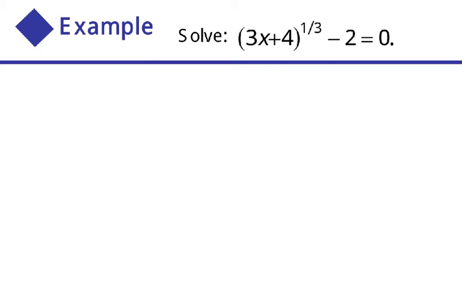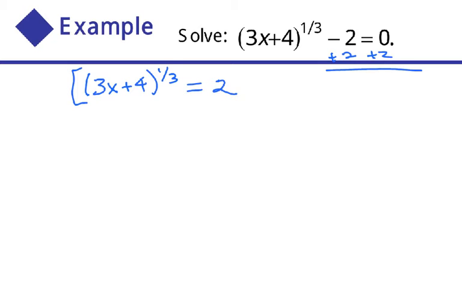Okay, this next one, we have a rational exponent. We're going to use the principle of powers on this one also. And we're going to do it by isolating the 3x plus 4 to the 1/3 power on one side, moving the 2 to the other side. So we just added 2 to both sides. Okay? And to get this to be 1, we have to raise it to the third power.